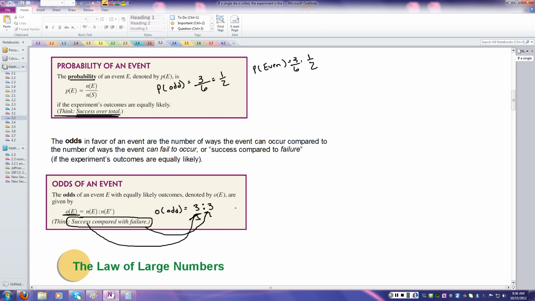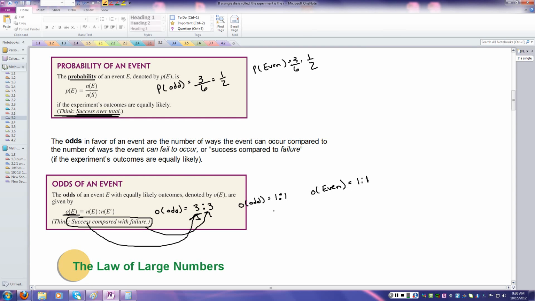So I can simplify that to 1 to 1. So the odds are 1 to 1. For every 1 success, there's also 1 failure. There's 3 successes to 3 failures. The same thing with even, the odds of it being even is 1 to 1 or 3 to 3.